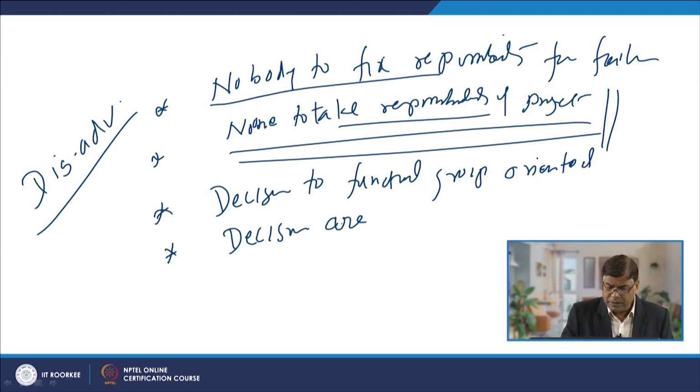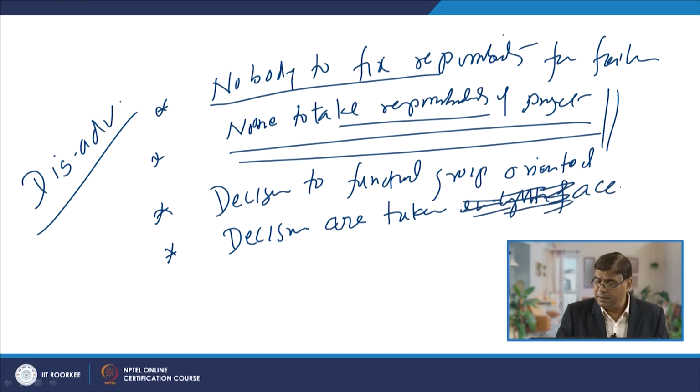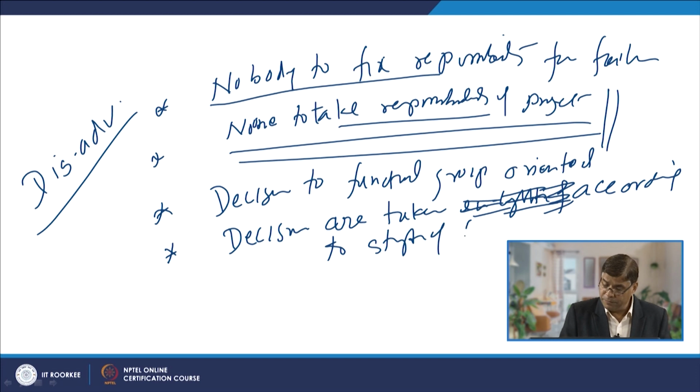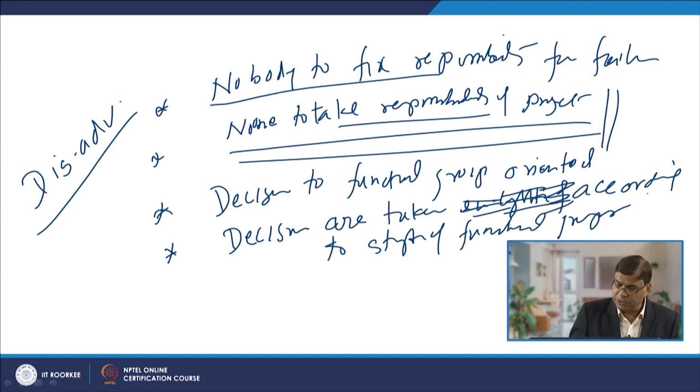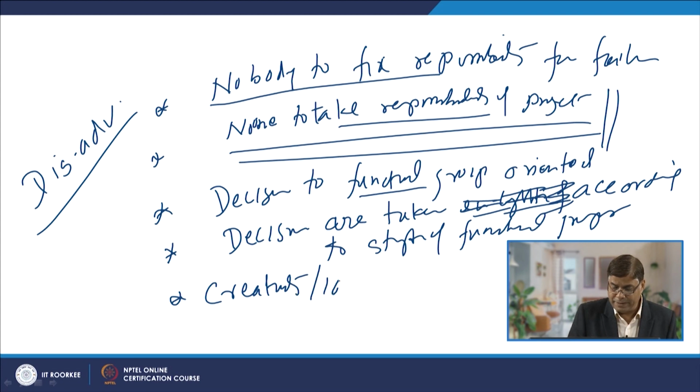So, decisions are taken according to the strength of the functional groups, which means the group which is strong will dominate in the decision making, and most of the decisions will be taken according to the interest of a particular functional group. So, the decisions are functional group oriented. Likewise, creativity and ideas which are given are also group oriented.